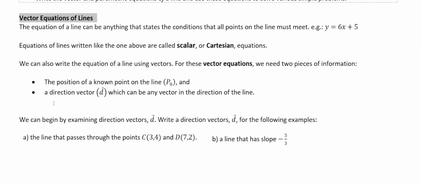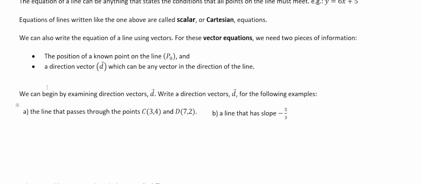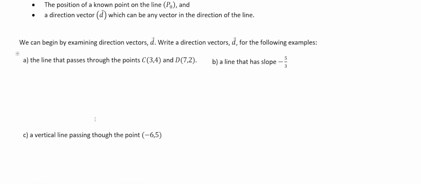We can also write the equation of a line using vectors. For these vector equations, we need two pieces of information. The position of a known point on the line, P naught, and a direction vector, which can be any vector in the direction of the line. Let's start by examining direction vectors, D.